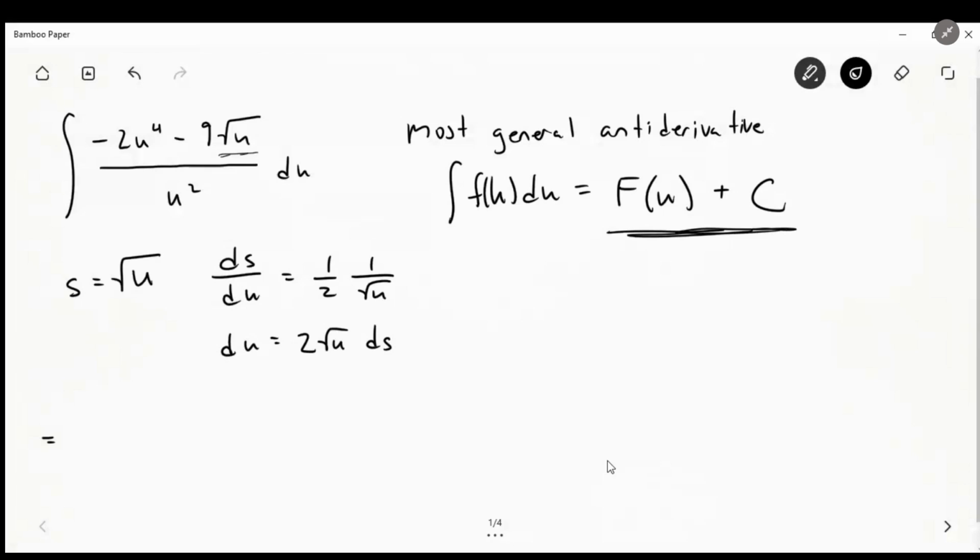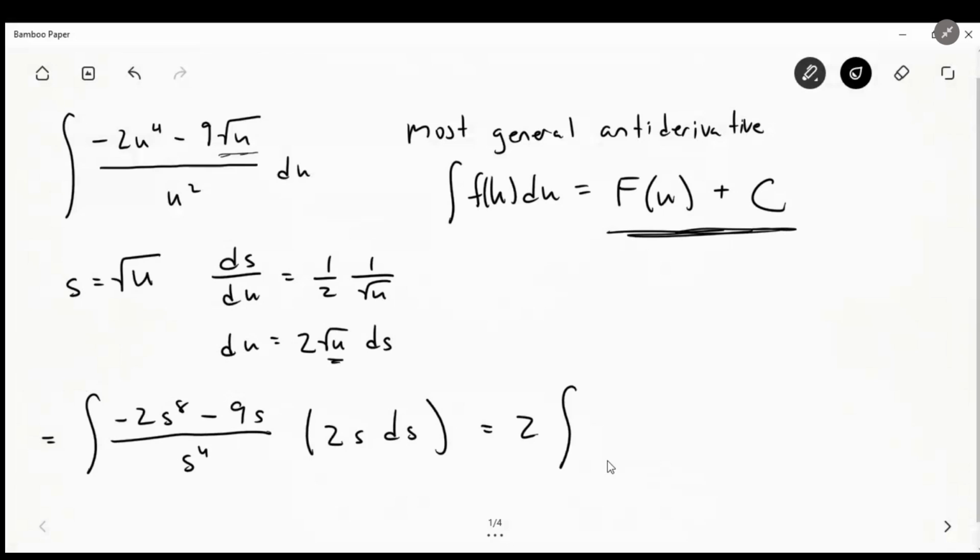Then we can rewrite our integral as minus 2 times s to the 8 minus 9s over s to the 4th. And then here we could substitute in what we have here, and for u, we know that's the same as s. Okay, so then I could just do a little cleaning up here, and we'll bring that 2 to the outside and do a little division here.